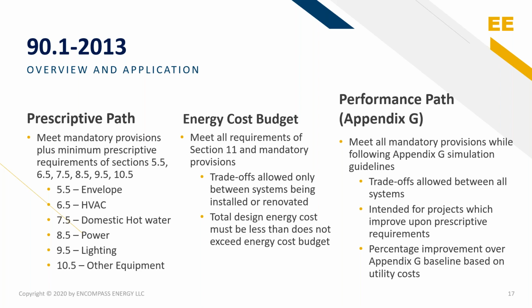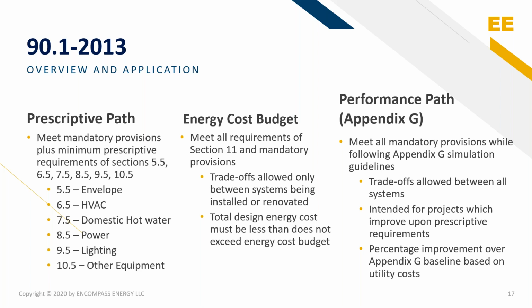So if you follow prescriptive, there are a whole other set of sections which we won't go through today, but 5.5 through 10.5, which give you prescriptive requirements for each building system that you must meet in order to show compliance with the standard. Again, it tells you an R value for your windows and a certain lighting power allowance by space type.